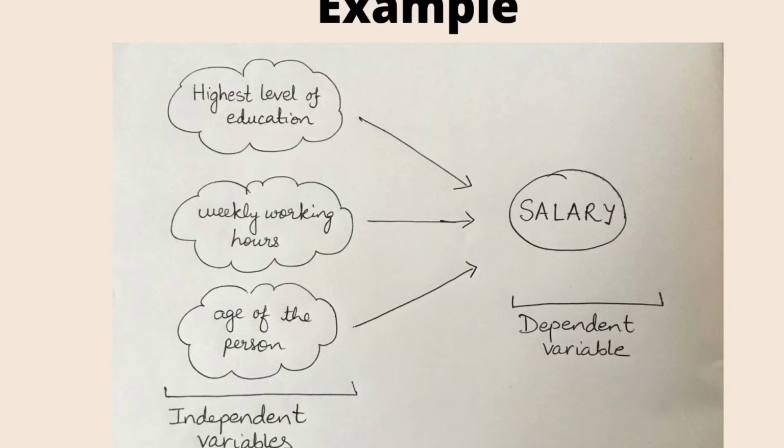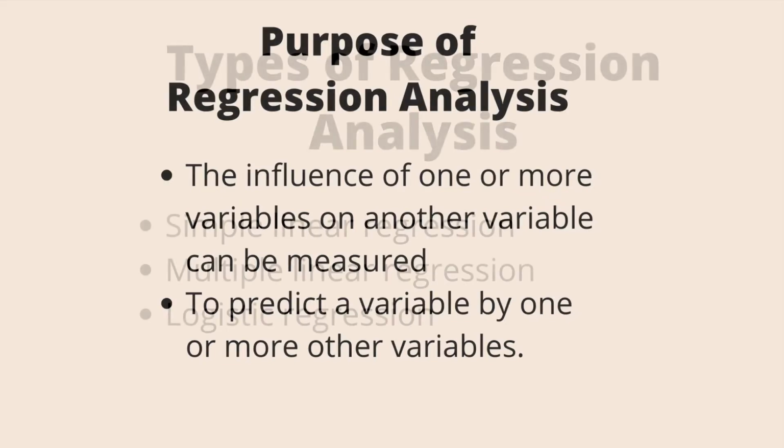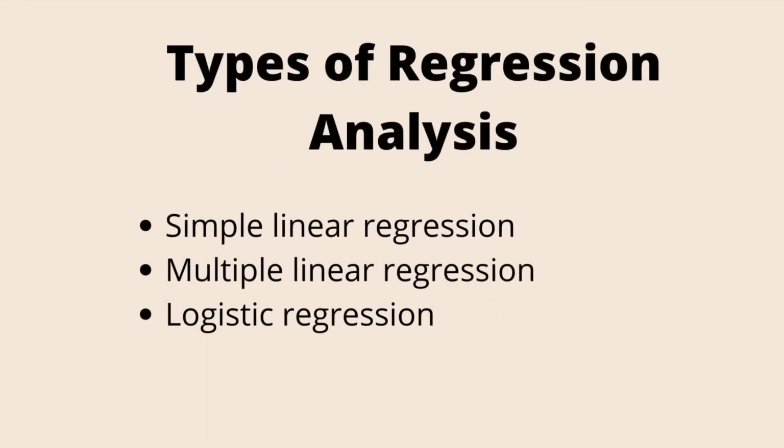That is the purpose of regression analysis. When you do a regression analysis, two goals can be achieved. On the one hand, you can measure the influence of one or more variables on another variable. And on the other hand, regression can be used to predict a variable by one or more other variables. So regression analysis will provide information about how the value of the dependent variable changes if one of the independent variables is changed.